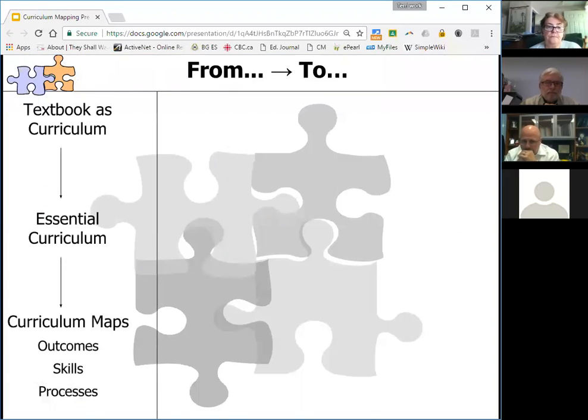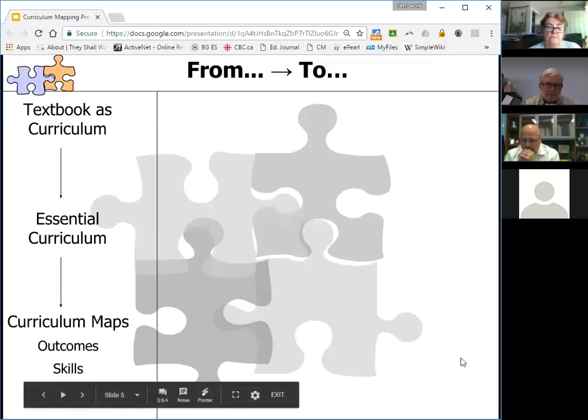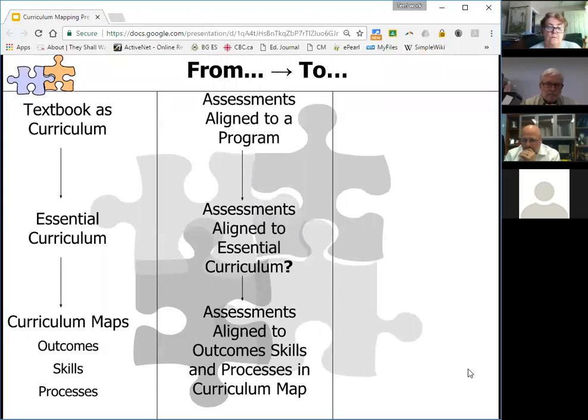Curriculum mapping is a process that allows us to make a shift, and it shifts us from textbooks being curriculum to... A lot of people come to the session saying, well, we decided we were just going to pick up the essential outcomes and teach those. And as far as I know across Canada, every outcome that is printed in a curriculum is expected to be taught, which means they must all be essential. So it shifts us to using curriculum maps that align outcomes, skills, and processes along with the knowledge. It also lets us shift our assessments.